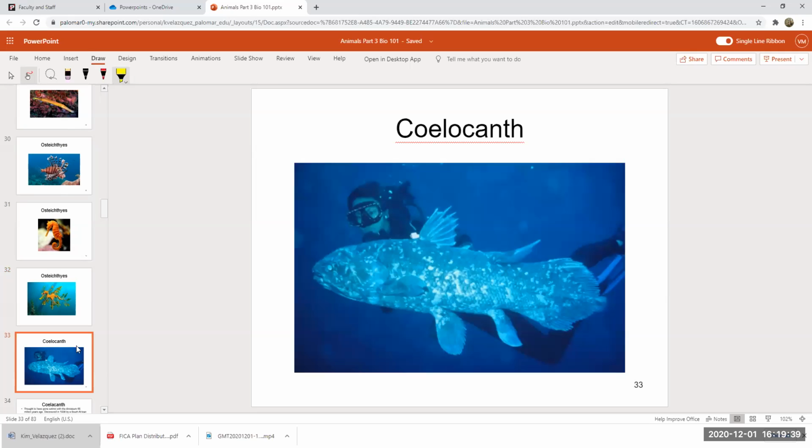Here's the coelacanth. These are very, very primitive fish. They were thought to be extinct. And then in the 1930s, a fisherman in Africa saw this come in on a fishing boat. And that's when we found out that they weren't actually extinct. They walk on the bottom with 4 limbs, very much like an amphibian would.